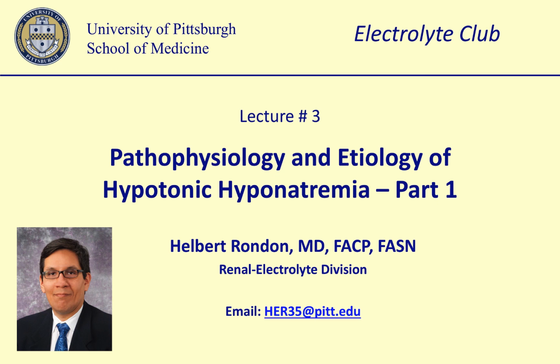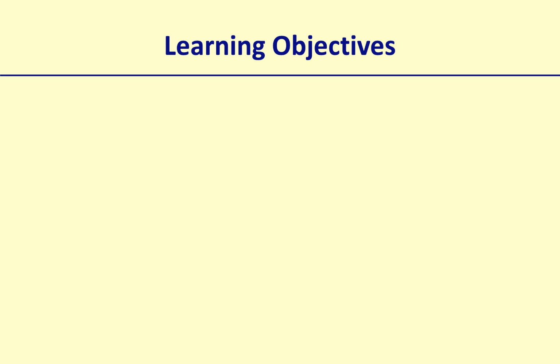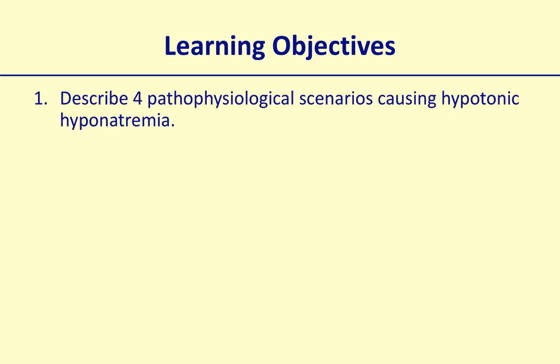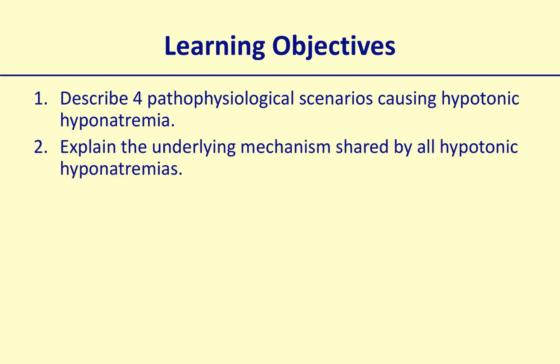This is lecture number 3, Pathophysiology and Etiology of Hypotonic Hyponatremia, Part 1. The learning objectives for this lecture are: number 1, to describe 4 pathophysiological scenarios causing hypotonic hyponatremia. Number 2, to explain the underlying mechanism shared by all hypotonic hyponatremias.